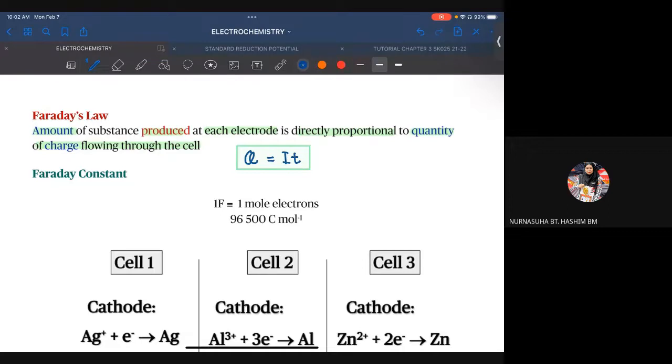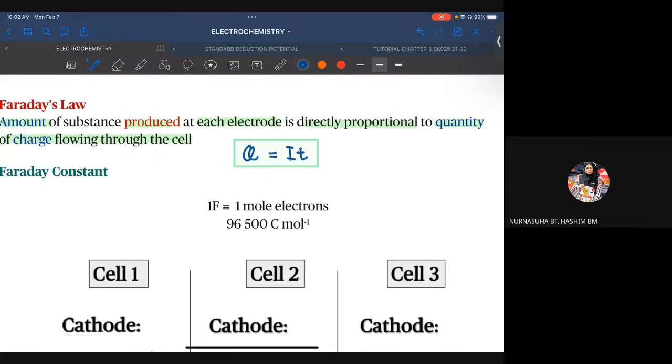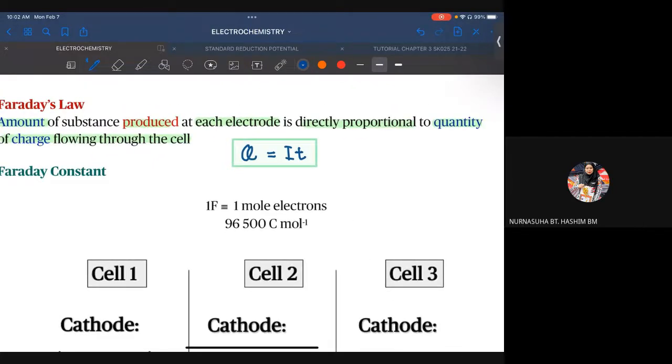Okay, dia ada apa formula? So the formula is Q equals to IT. So I is the current. Okay, unit untuk current adalah ampere. Okay, T pula time. Time untuk kes ini adalah dalam second.